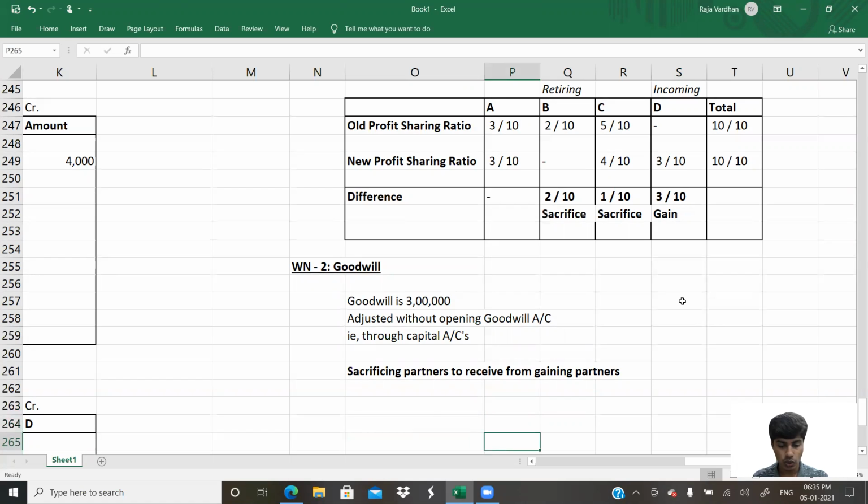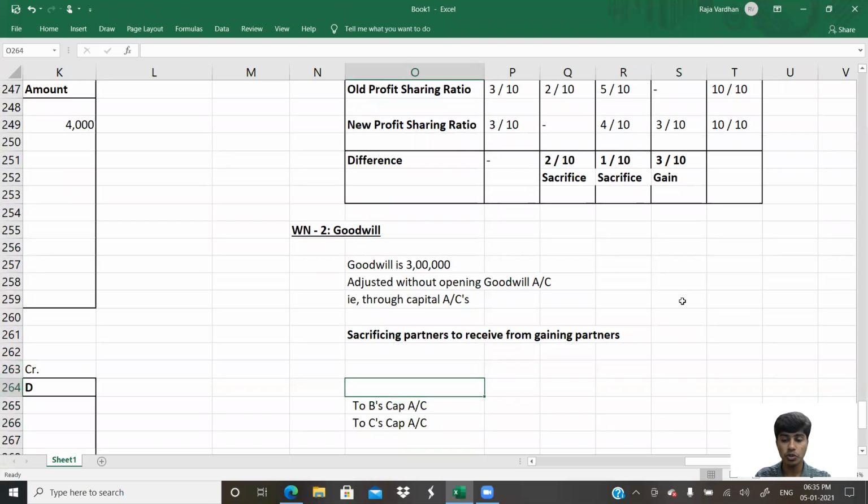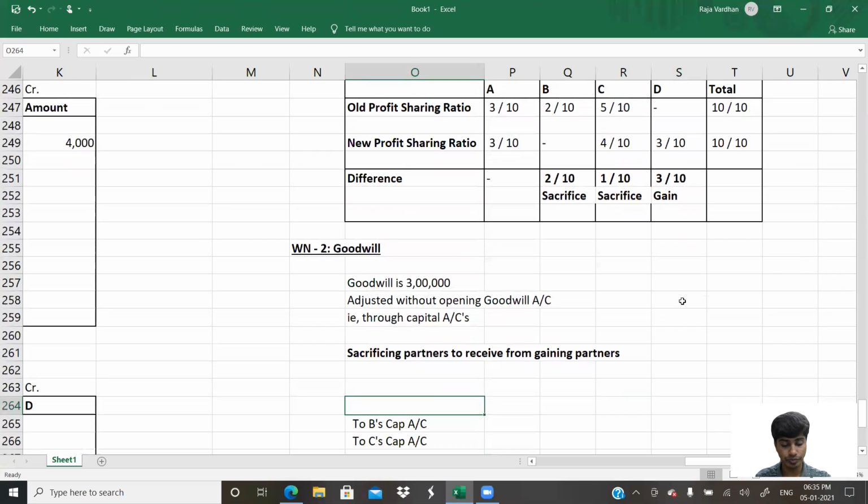So I will write B's capital account, and further, who else is supposed to receive? C. So I'll write C's capital account also credit. Why? They both are supposed to receive. Who's supposed to pay? It is supposed to be paid by D. What is the amount? 3 by 10th of goodwill. Goodwill is 3 lakh. How much is he gaining? 3 by 10th of the goodwill. So 3 lakh multiplied by 3 divided by 10. You should pay. How much is it?